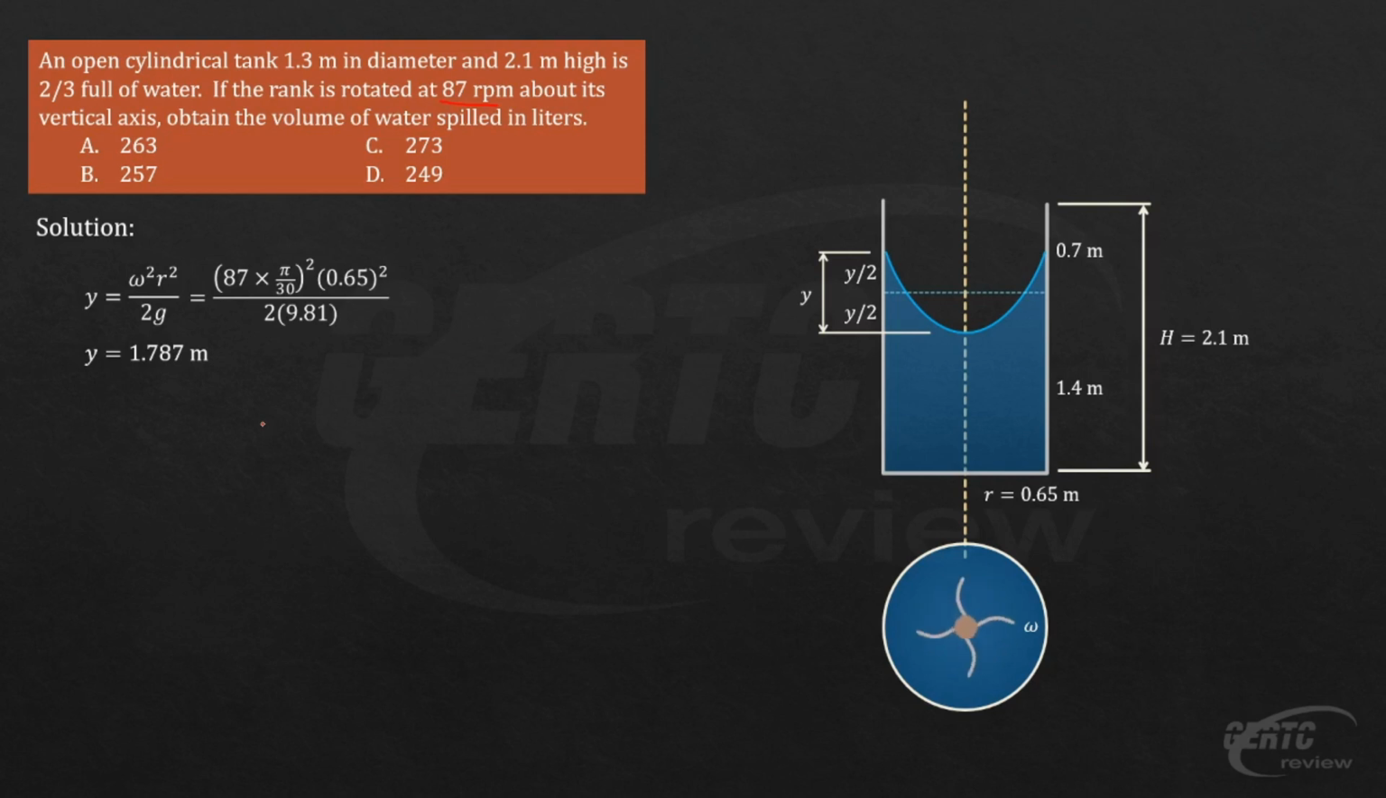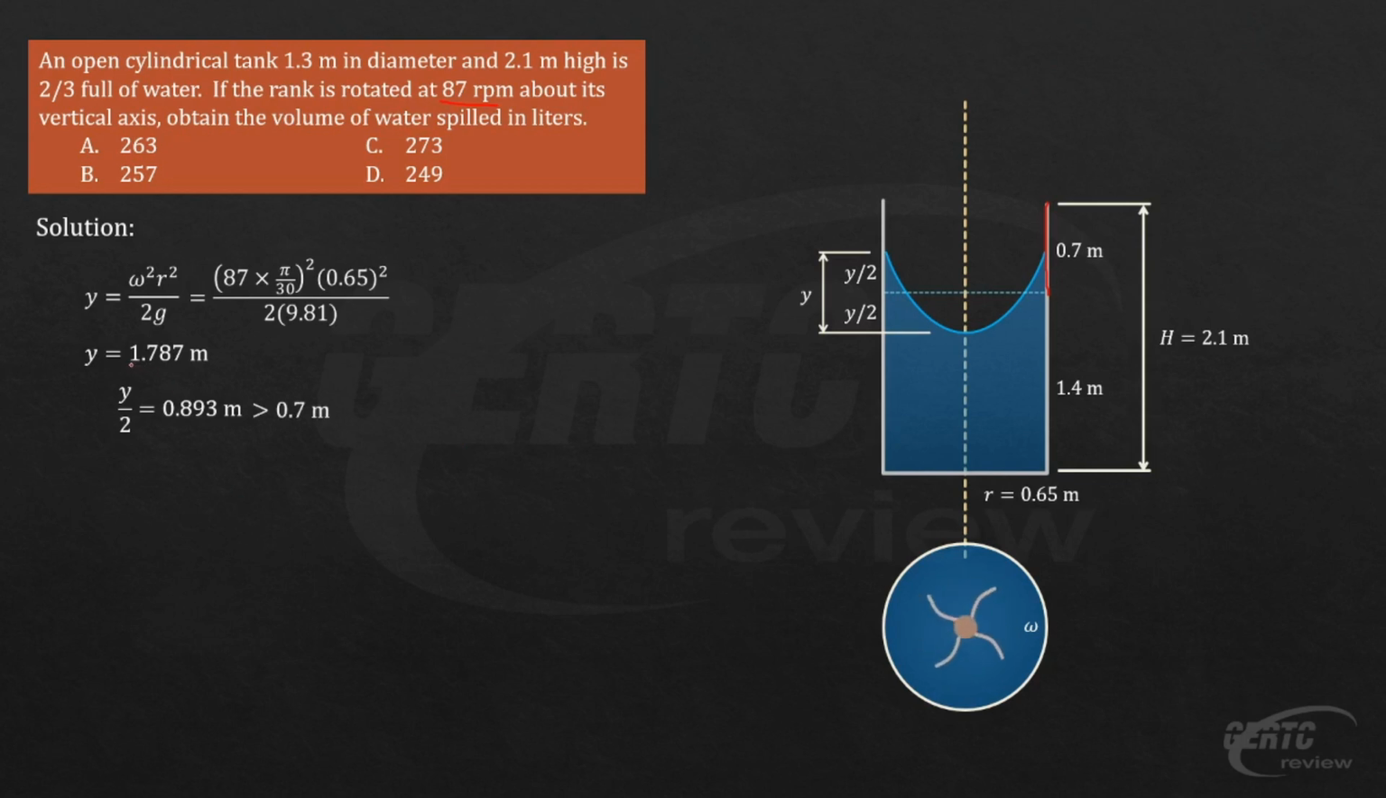So the question is, will there be a spill? You divide it by 2. y/2 is 0.893. Look, it exceeds 0.7. It exceeds 0.7. Meaning, some liquid will spill. It will not remain there. The maximum y/2 without spilling is 0.7, or the maximum y without spilling is 1.4. Get it? So with that, some liquid will be spilled.